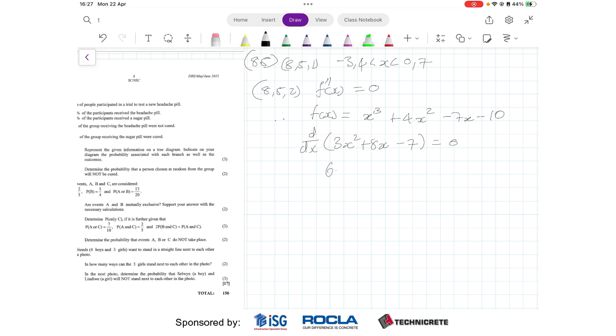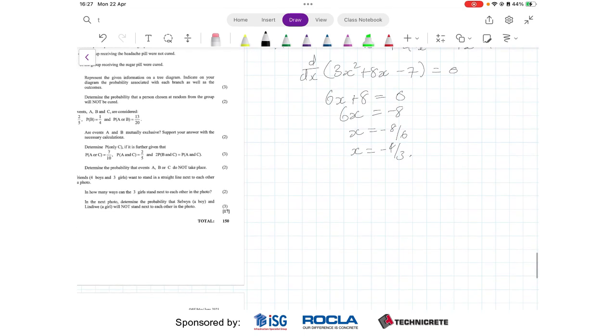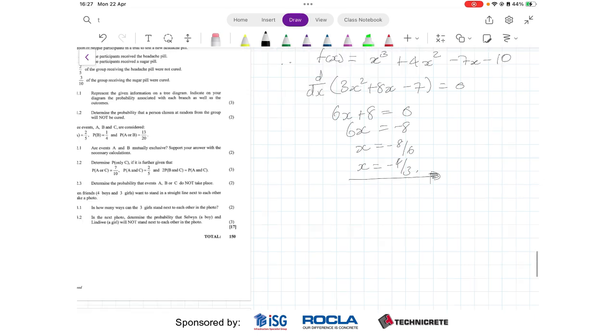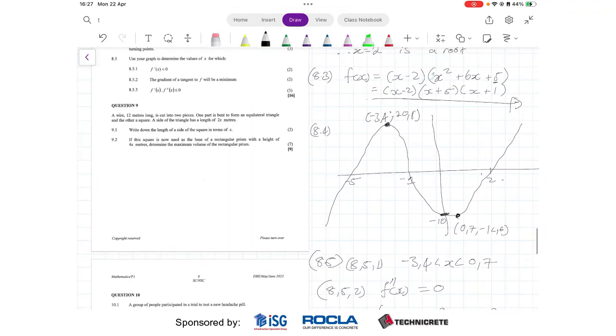Therefore, we have 6x plus 8 equals 0, 6x equals minus 8, x equals minus 8 over 6, which is minus 4 over 3. Okay, that is the value for which the gradient of a tangent to f will be a minimum.